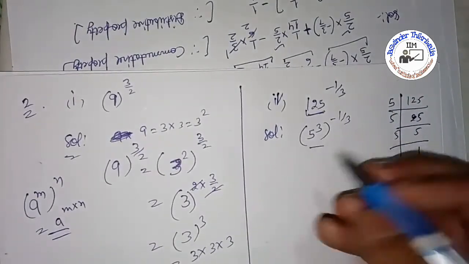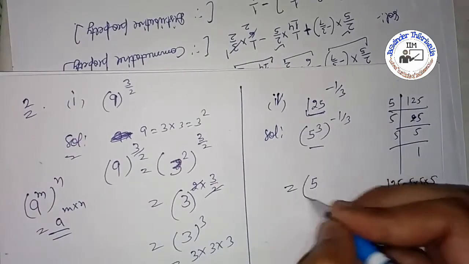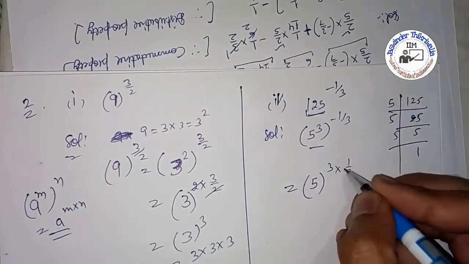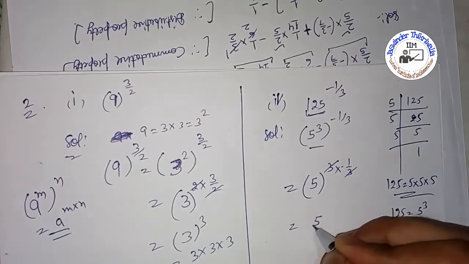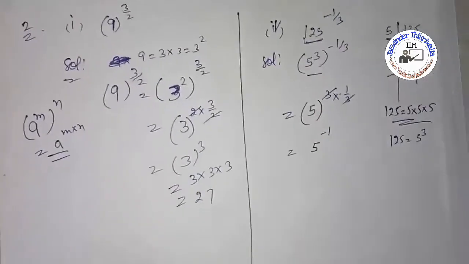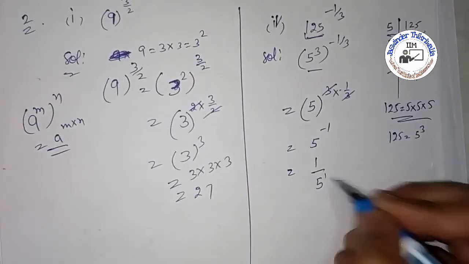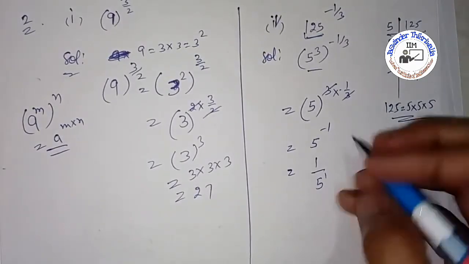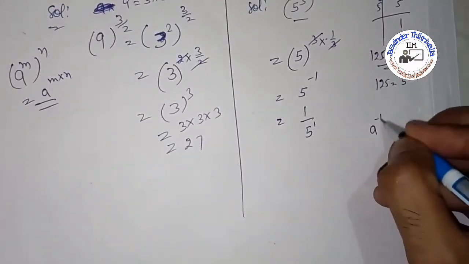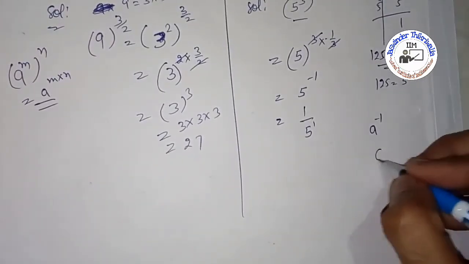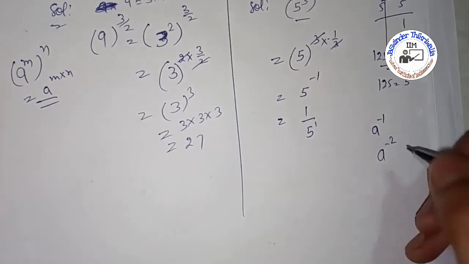So if a power on power there, then what will we do? 5 to the power 3 into 1 by 3. 3 cancels with 3, it is 5 to the power minus 1. Minus 1 means if a negative power is there, then we will write it in the denominator. So it is 1 on 5 to the power 1, because when there is a negative sign, suppose a to the power minus 1, a to the power minus 2, then it will go in the denominator.